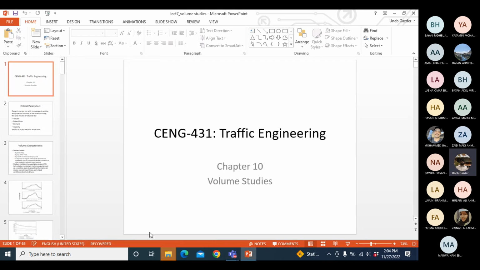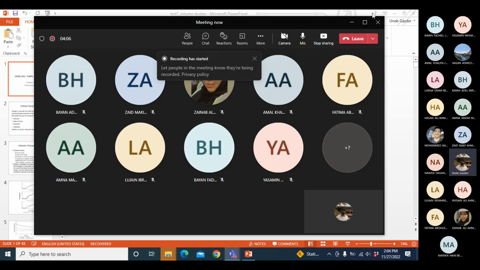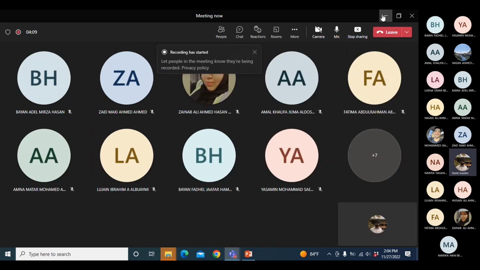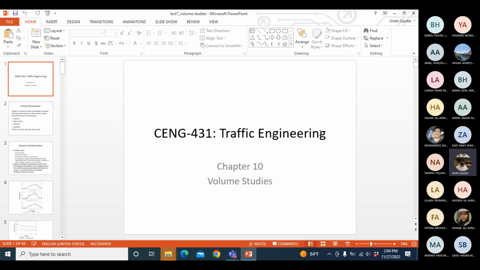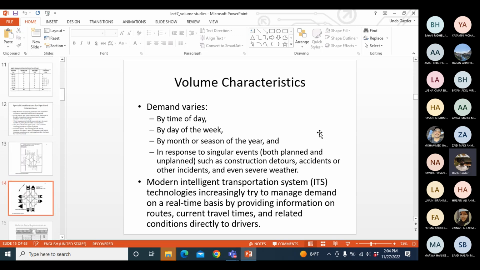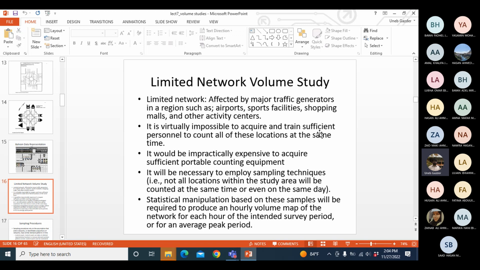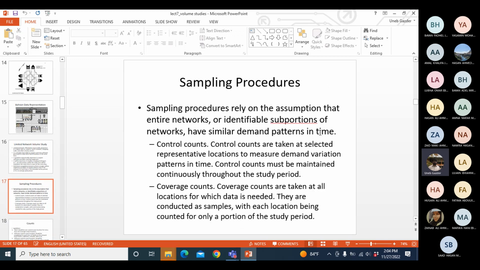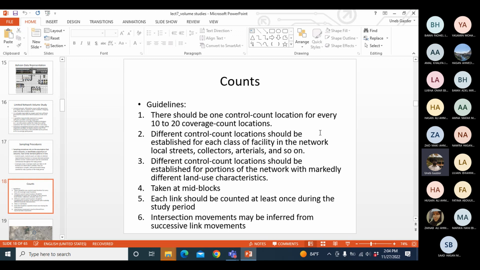Okay, so we were discussing the topic of volume studies, and we have covered some volume characteristics, and then we moved on to the limited network studies. So limited network is the network which is affected by a major traffic generator, and then we discussed how to do limited network study using the control and the coverage counts, and then we did some examples in which we calculated adjustment factors and expansion factors.